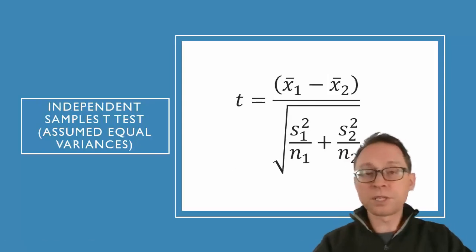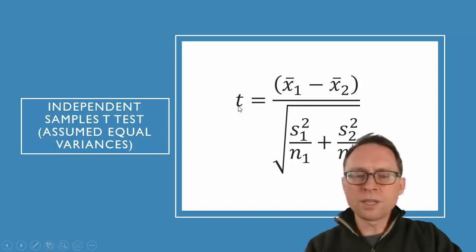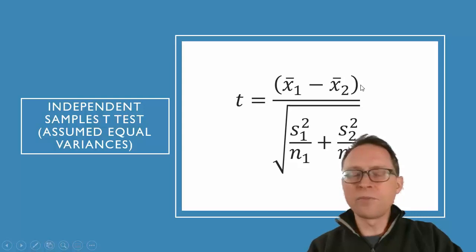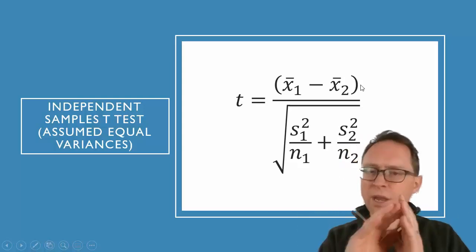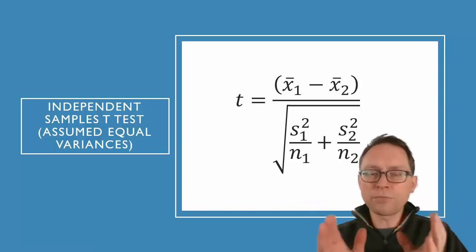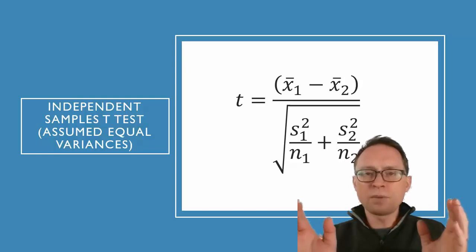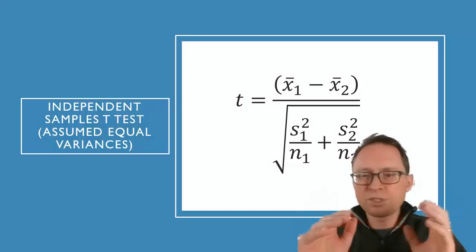Now, if we put all these things together, then here's what we get. T is going to equal X bar sub 1 minus X bar sub 2. Now, I got rid of the mu sub 1 minus mu sub 2. I got rid of that because that's going to equal 0. If there is no difference between psychology majors and business majors, then that's 0. And just like with the other one, we'll just get rid of that.